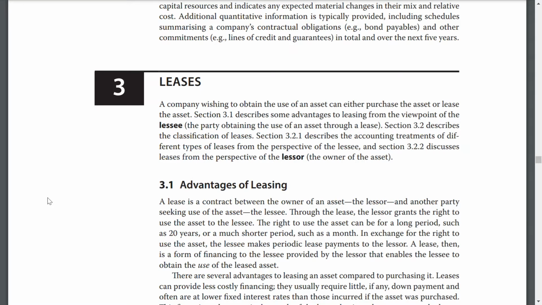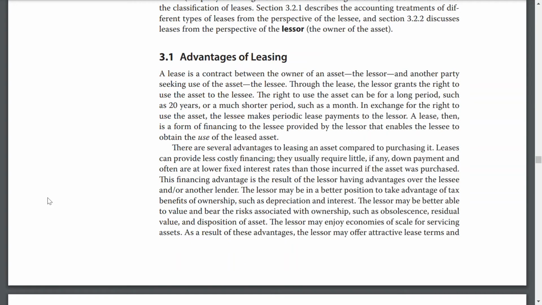Advantages of leasing. A lease is a contract between the owner of an asset, the lessor, and the other party seeking to use the asset, the lessee. Through the lease, the lessor grants the right to use the asset to the lessee. The right to use the asset can be for a long period, such as 20 years, or a much shorter period, such as a month. In exchange for the right to use the asset, the lessee makes periodic lease payments to the lessor. A lease then is a form of financing to the lessee provided by the lessor that enables the lessee to obtain the use of the leased asset.